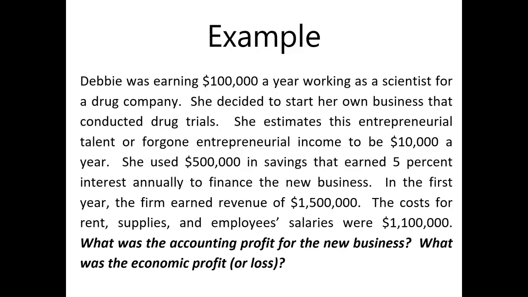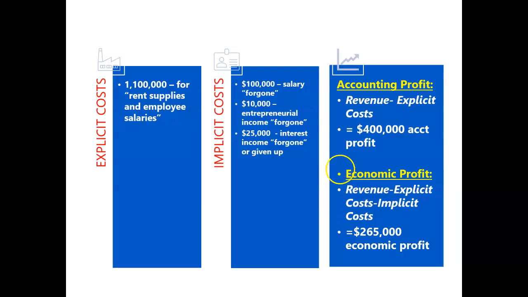So the implicit costs will be several in this case, and I'm going to flip to the next slide to show you this, because I do recommend just putting this on a piece of paper in 2 columns. On the very left, I have the explicit costs, and I just took that right out of the problem, right? $1,100,000 for rent, supplies, employee salaries. Very straightforward. I would look for any costs where Debbie had to pay actual money. The implicit costs are a little bit trickier.